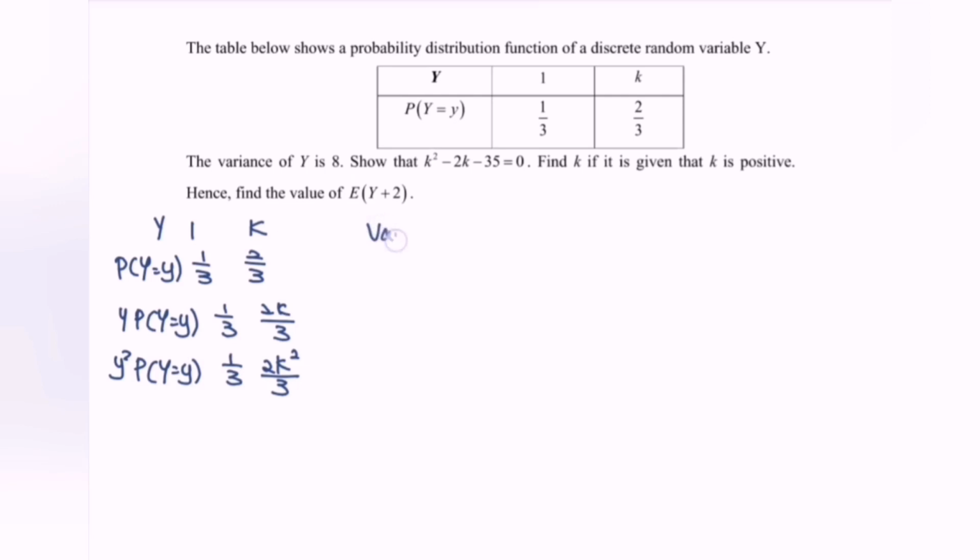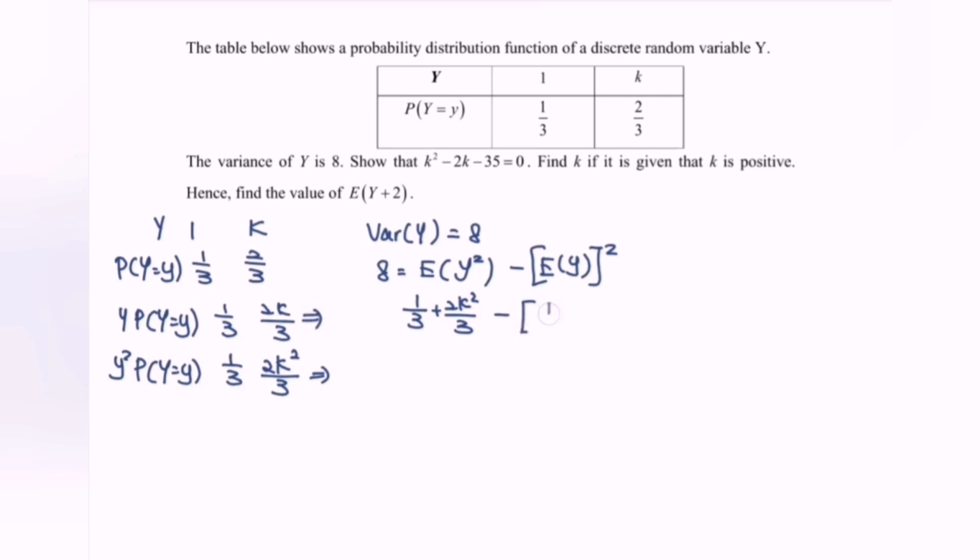Next, focus on the variance of y is equal to 8. As we all know, the formula for the variance is E of y squared minus E of y bracket squared. So we have to sum up this part. We will have 1 over 3 plus 2k squared over 3, minus, focusing on this part, 1 over 3 plus 2k over 3 bracket squared. So we will have 8 is equal to 1 plus 2k squared over 3 minus bracket 1 plus 2k bracket squared over 9.